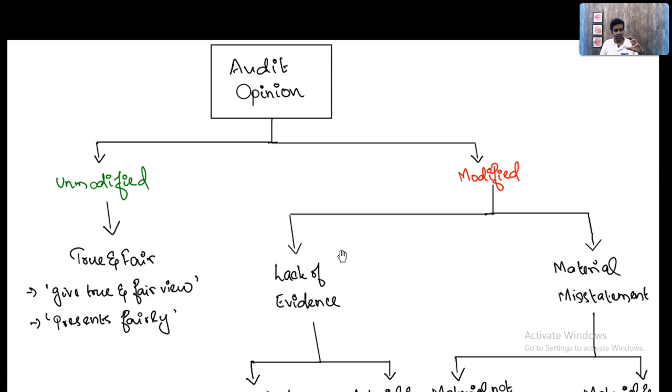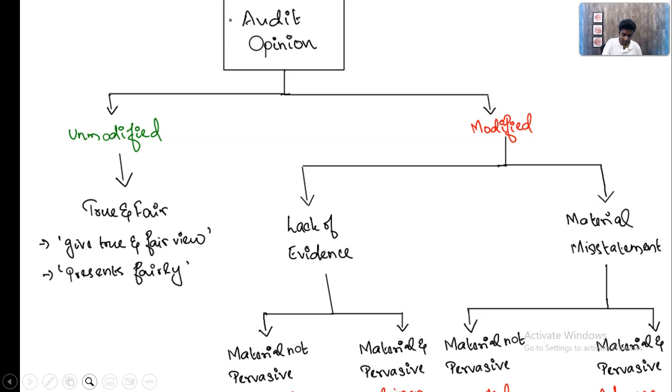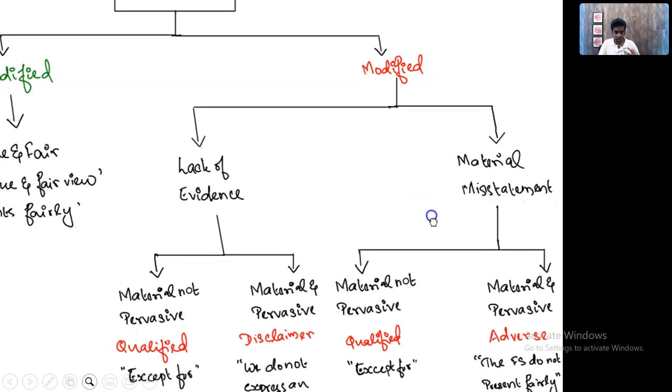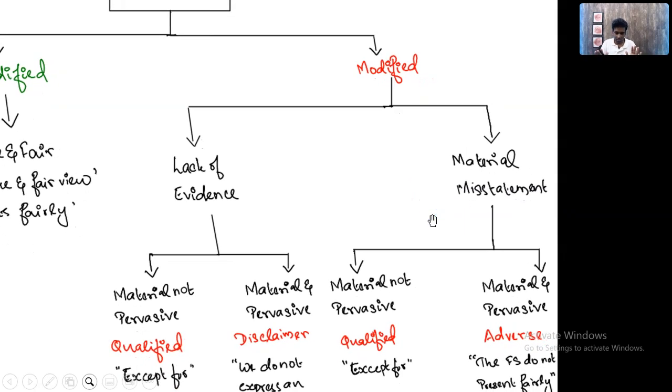Unmodified opinion is the best opinion that the client can get. It is true and fair, which means the financial statement gives a true and fair view, or presents fairly, meaning the financial statement does not contain any errors. That is called an unmodified opinion. What about a modified opinion? It does contain certain errors, or it's not correct. It's not true and fair.